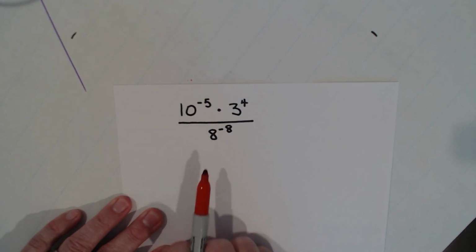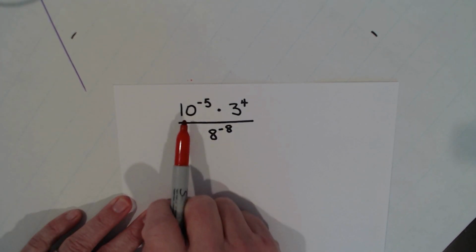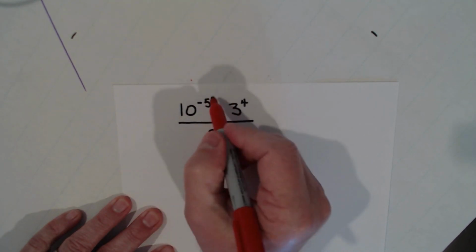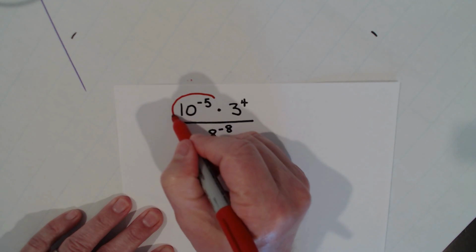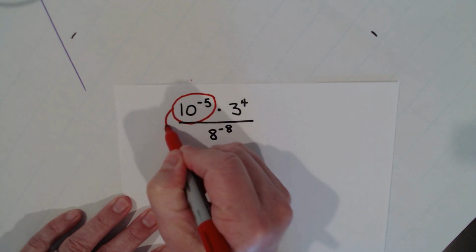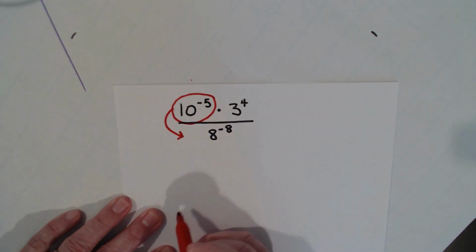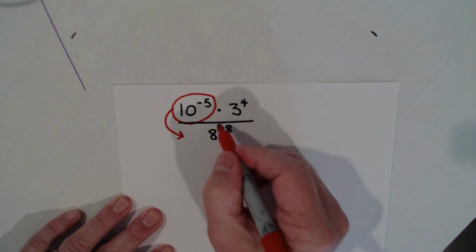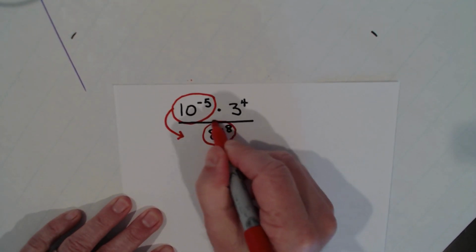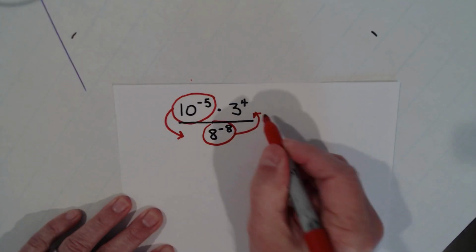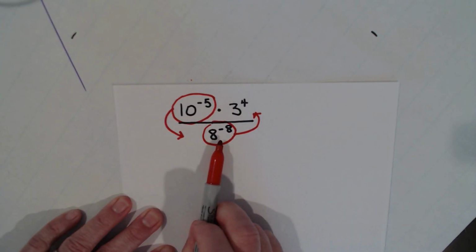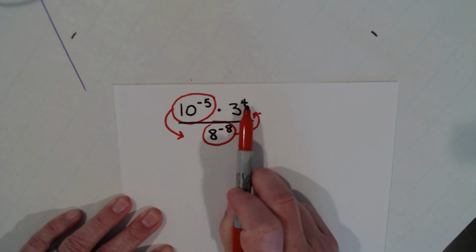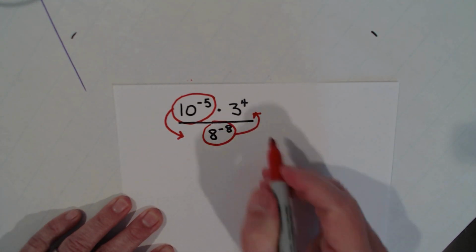I don't have to do my first step, which is to change this into a fraction, because it's already a fraction. What I'm going to do is take this 10 to the negative 5th power and move it into the bottom, and I'm going to change the sign of only the exponent. I'm going to flip this one up to the top and change the sign of the exponent on this one. This 3, which has a positive exponent of 4, stays right where it's at.